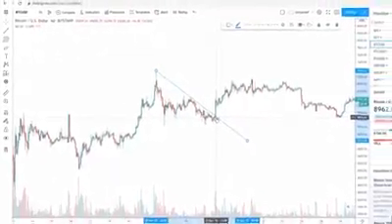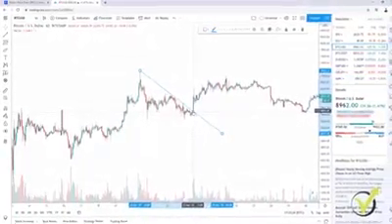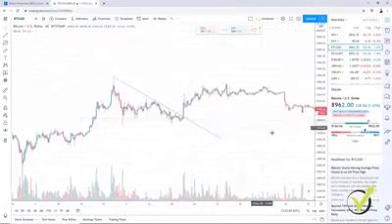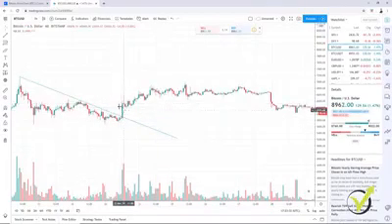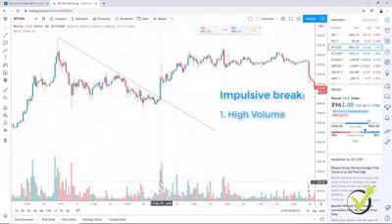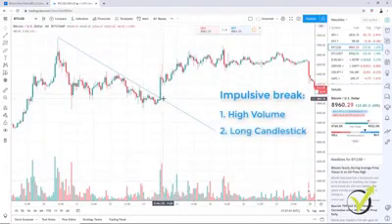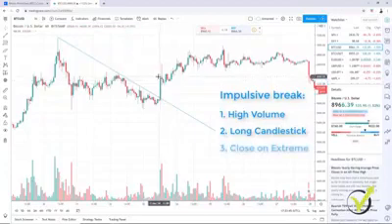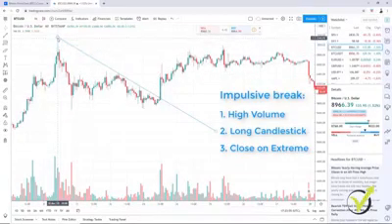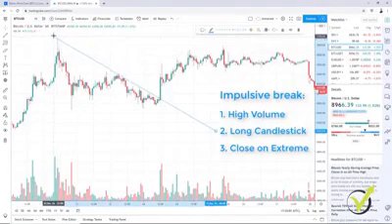There is one more thing that I will explain in the next lecture, but this is the moment when I buy, when the price breaks this counter trend line. And we have here an impulsive break. An impulsive break is defined when we have high volume below, a long candlestick, and a close on extreme, which means that the candlestick will close near the top. It will not do a move like that. You can see here it was a long candlestick, but then it didn't close on the top. Let me draw it precisely.